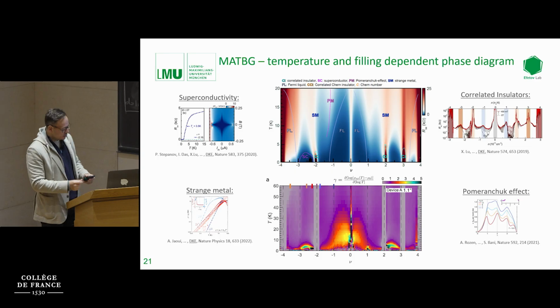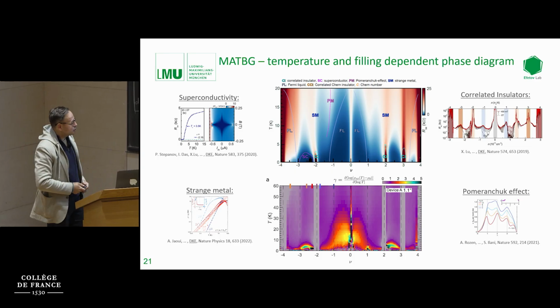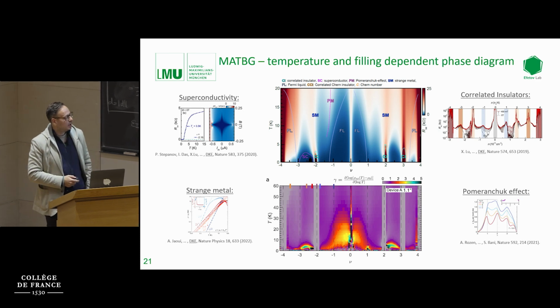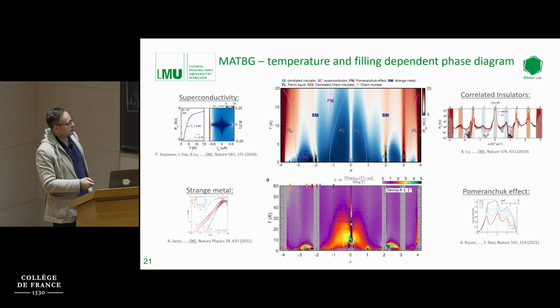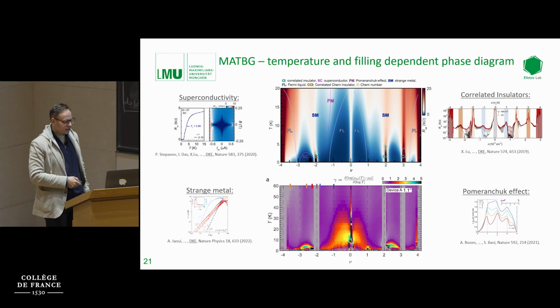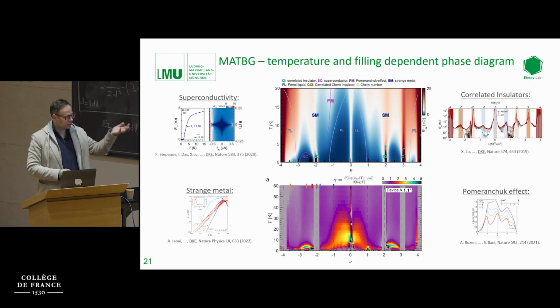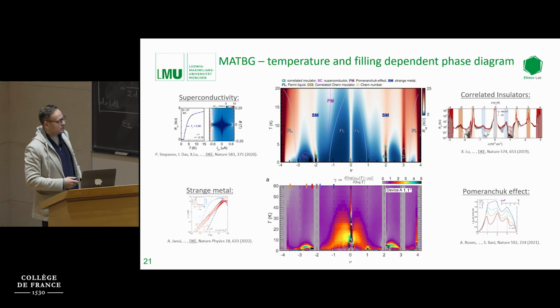And so here is such a phase diagram as a temperature-dependent and filling-dependent resistivity measurement. Here, what we measure is Rxx, this longitudinal resistance, as a function of temperature and as a function of filling. And filling here is again related to the carrier injection in the system, or in other words, to the Fermi energy in the system.